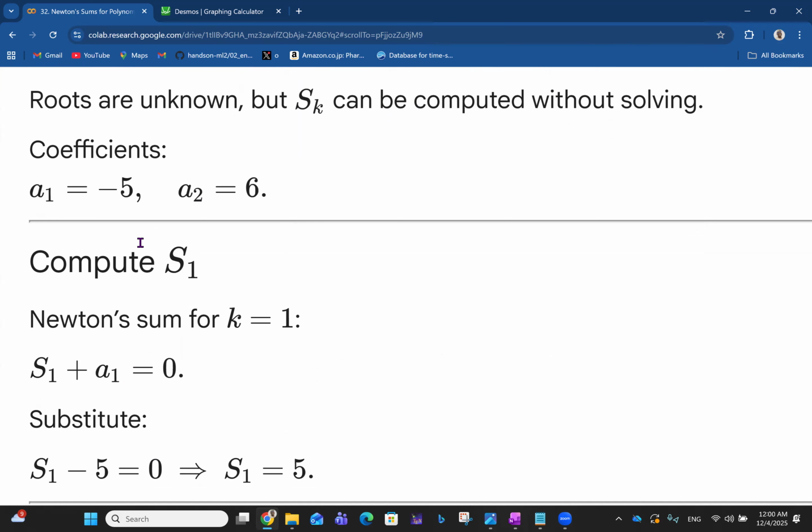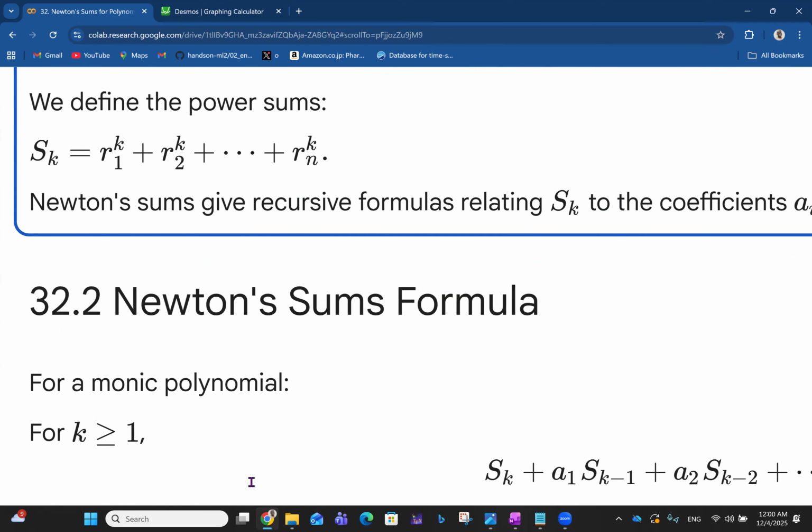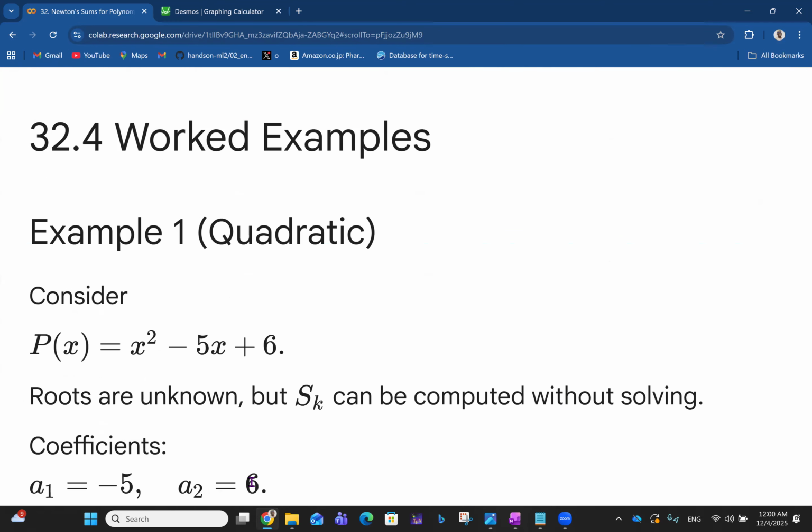And then you can substitute. You already know A1 to be minus 5. So you have S1 minus 5 equals 0. So S1 is computed to be 5. That's the Newton's sum for K equals 1.